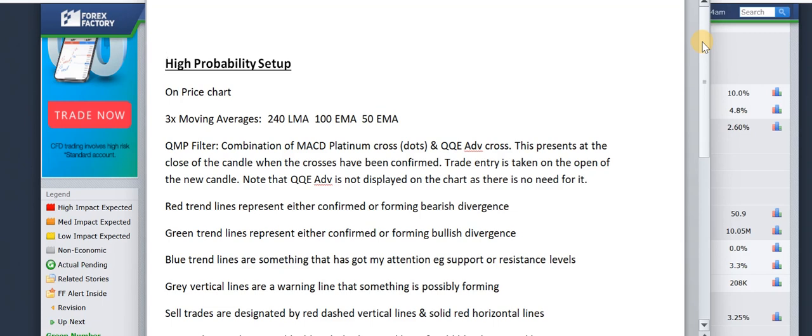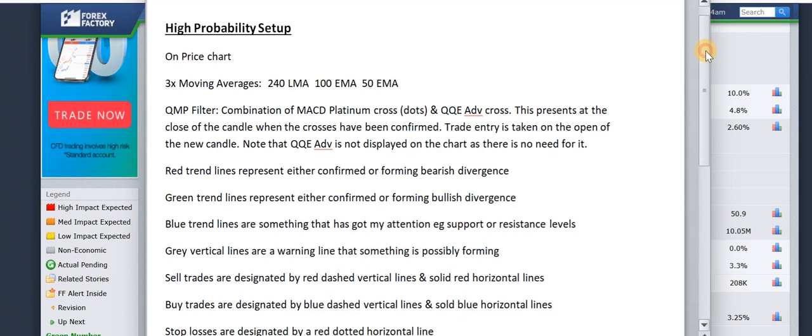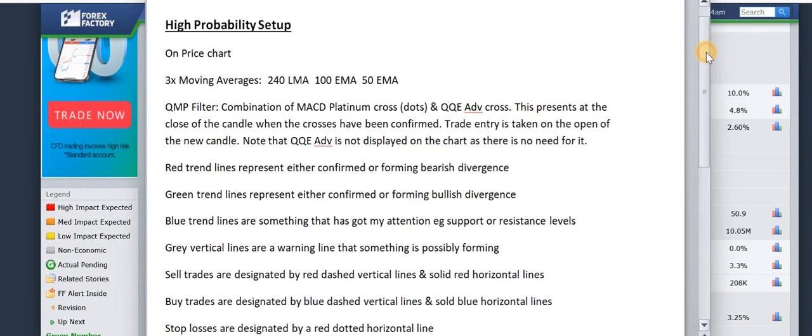There is a link in the description of this video that takes you to another video that shows you the setup and a few trade examples. But this document here just explains what all the different settings are, different colors on the charts. So just take a screenshot of this or just pause the video and read it.